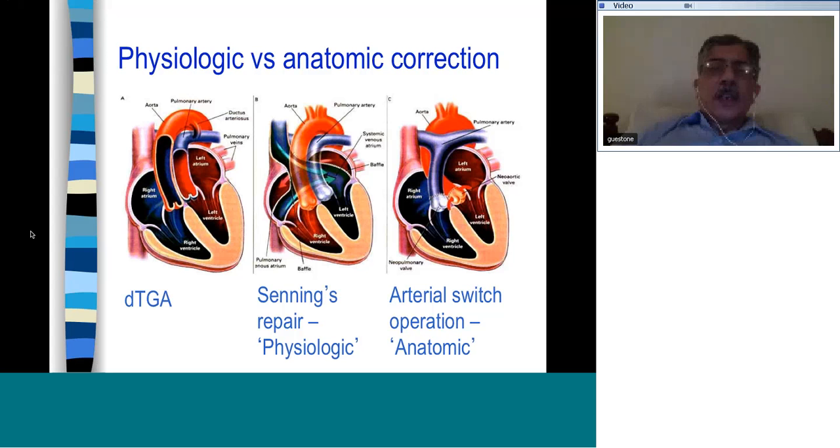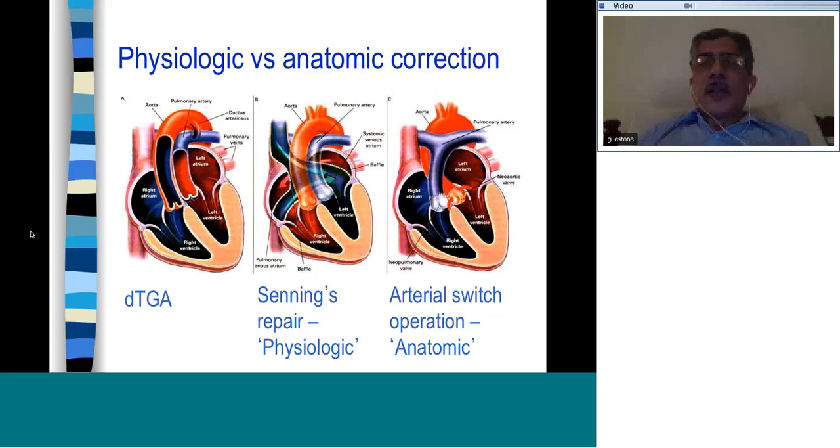This corrects the circulatory abnormality but does not correct the anatomical abnormality. That means the right ventricle remains a systemic ventricle, which has the potential of failing in the long term.